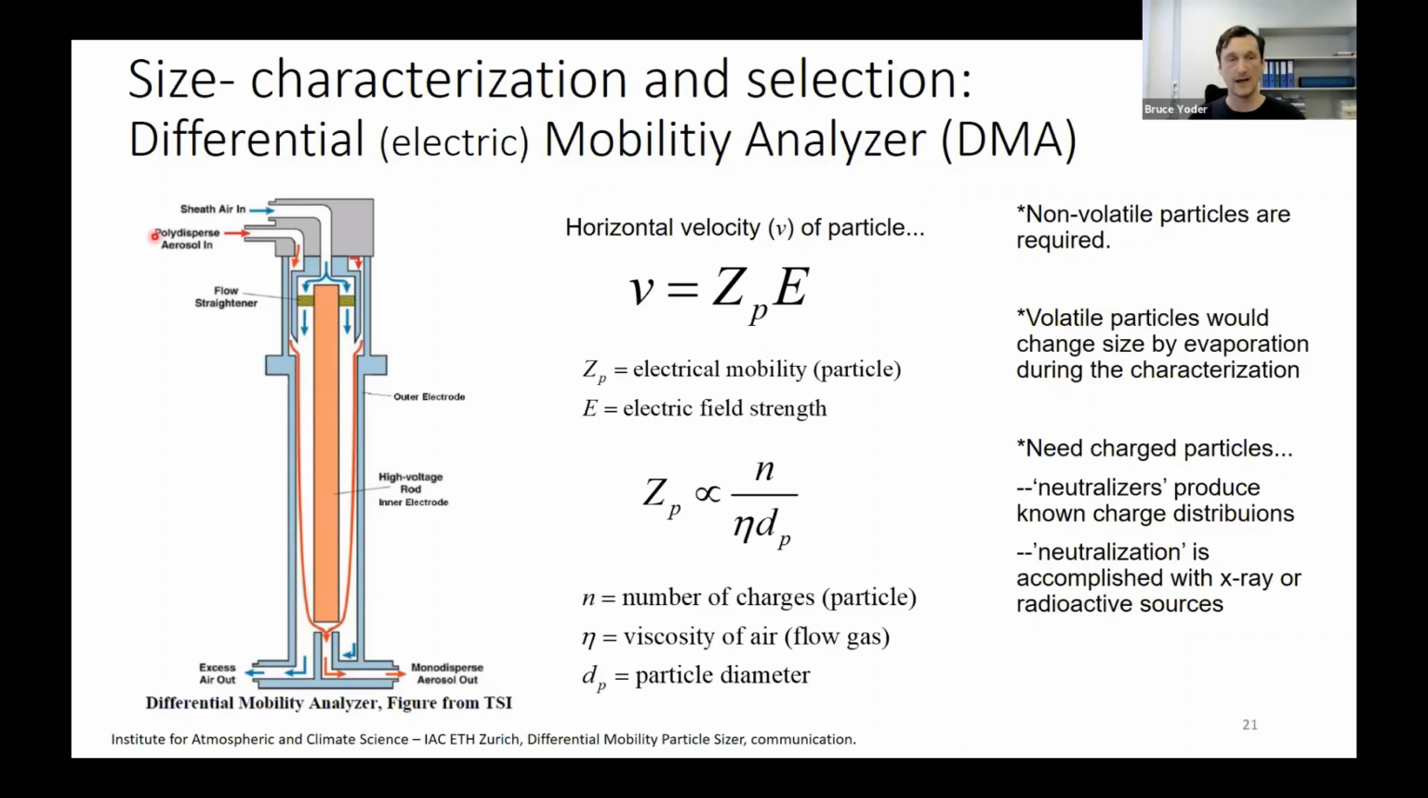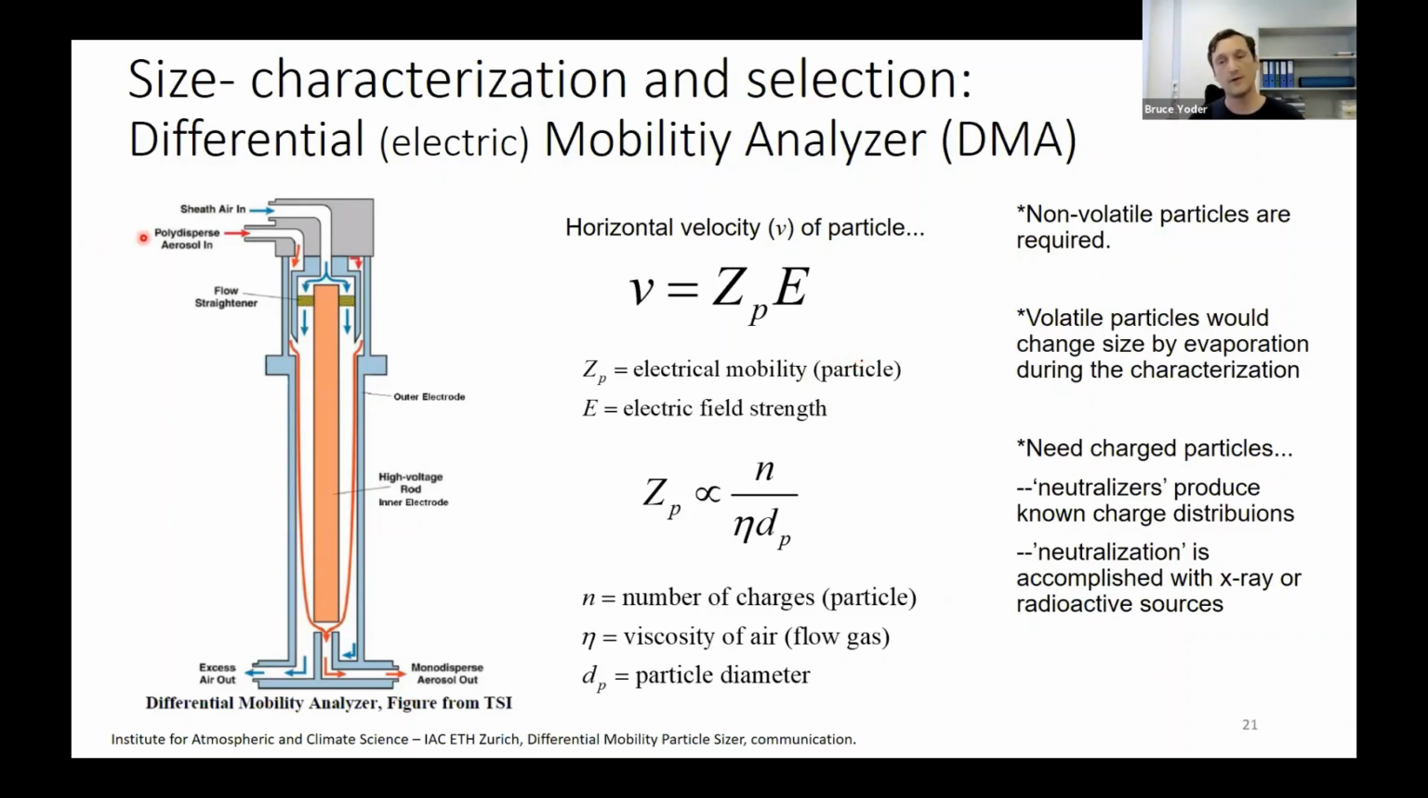A DMA classifies particles according to their aerodynamic electric mobility. Since a DMA can only classify charged particles, the particles are brought into a known charge distribution by a radioactive or X-ray neutralizer. It basically makes a known charge distribution, so all of the corrections can be made to determine the aerodynamic diameters in the end. Okay, they work like this.